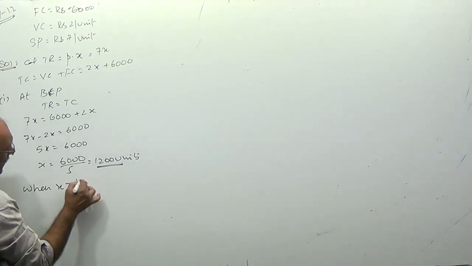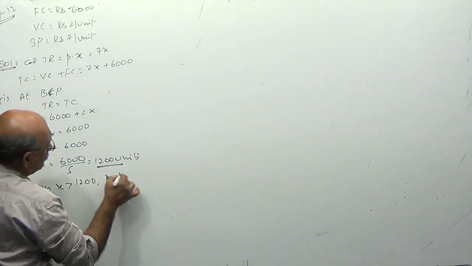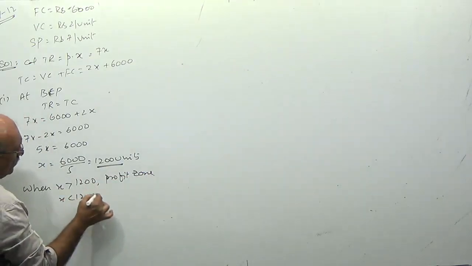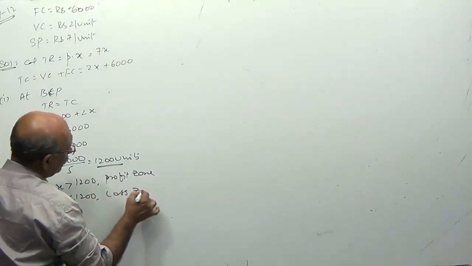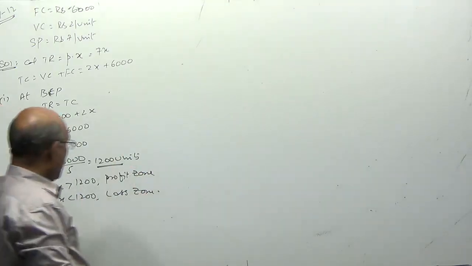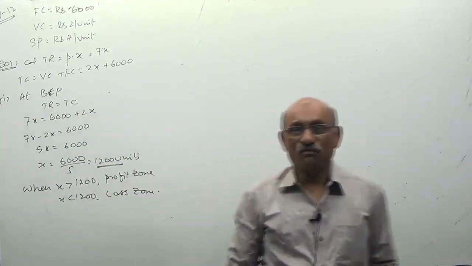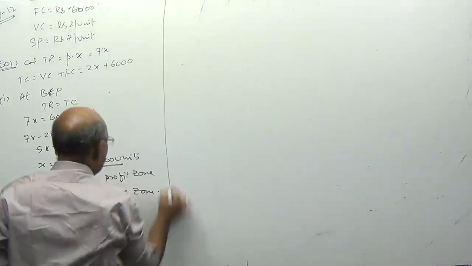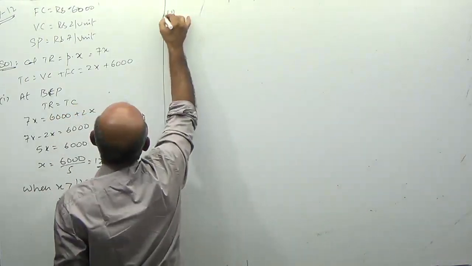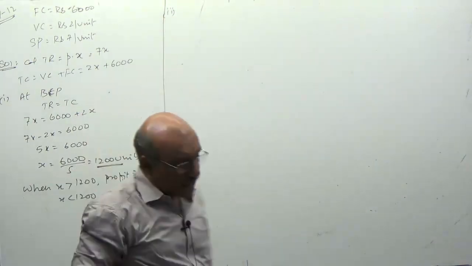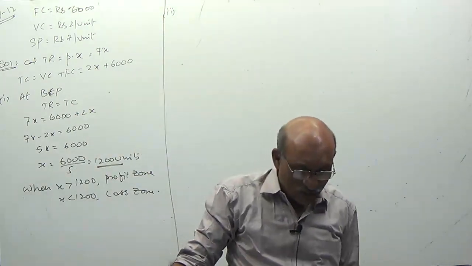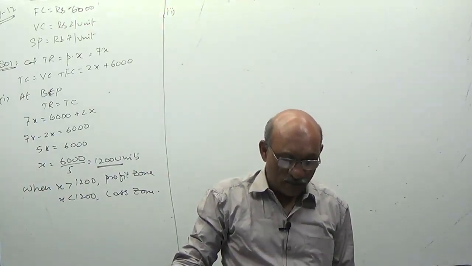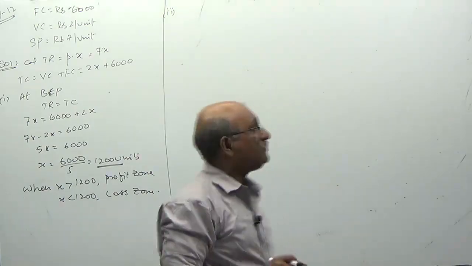When X is greater than 1200, profit zone. When X is less than 1200 units, loss zone. Okay, sir. So first part of the question is over. Look at the second part of the question. If 1,000 units are produced and sold in a month, what would be the profit?